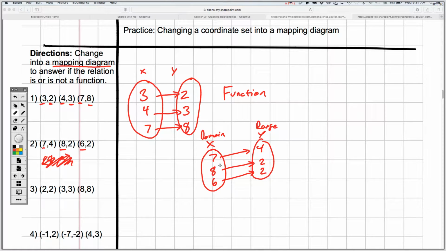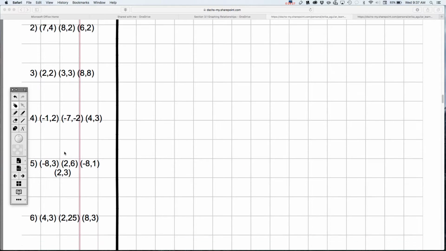It's not always going to be straight across. It's just because we're on the beginning examples that it looks like, oh, I just draw arrows straight across. You have to think about where you're pointing. Function or not a function? Function. All my people are happy. All right. Number 3.